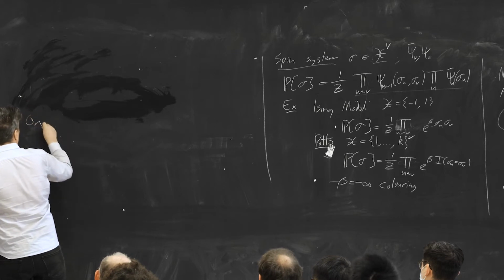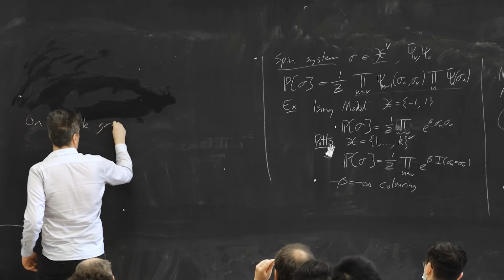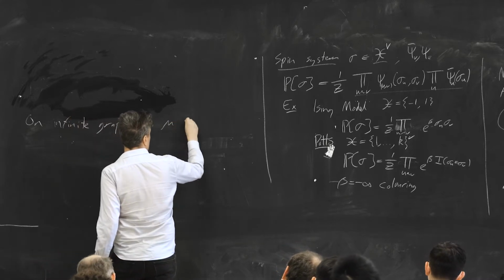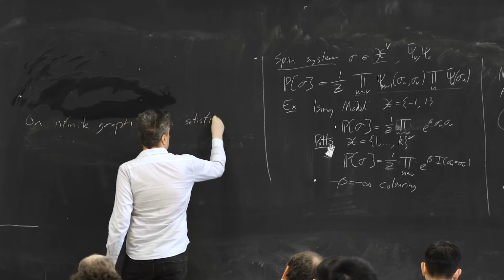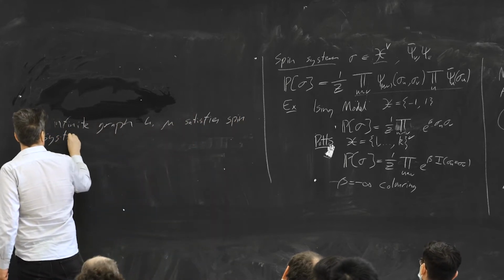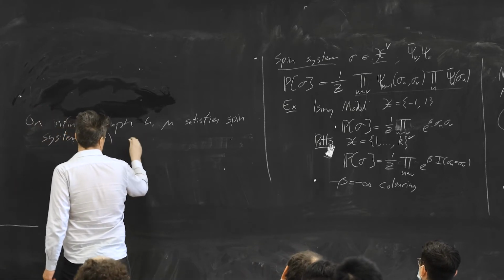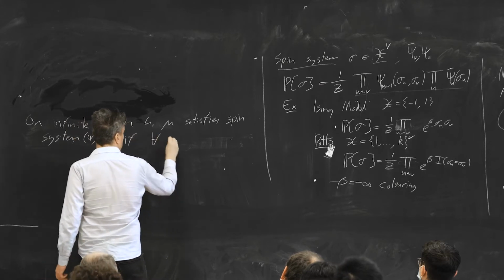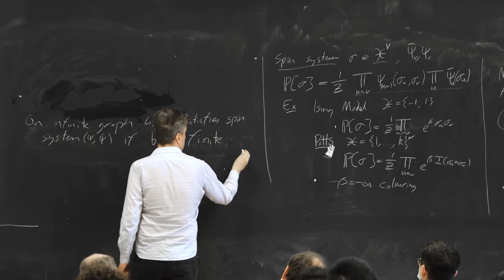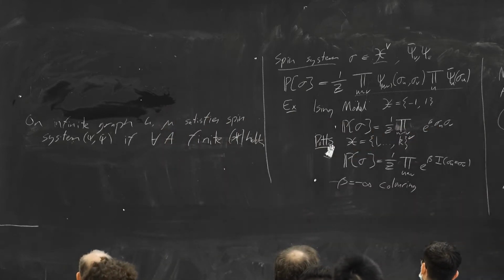So on a sort of infinite graph G, we'll say a measure mu satisfies the spin system psi bar if for all A finite, star holds, where star is this equation.